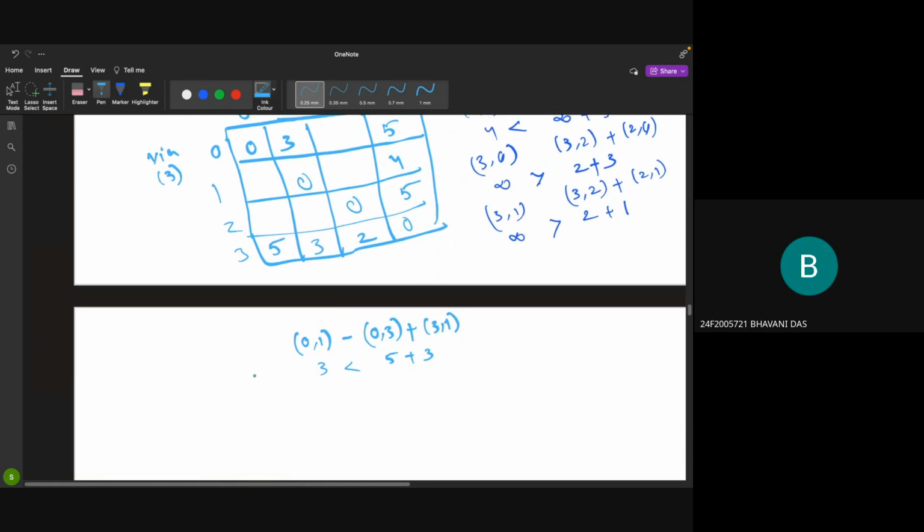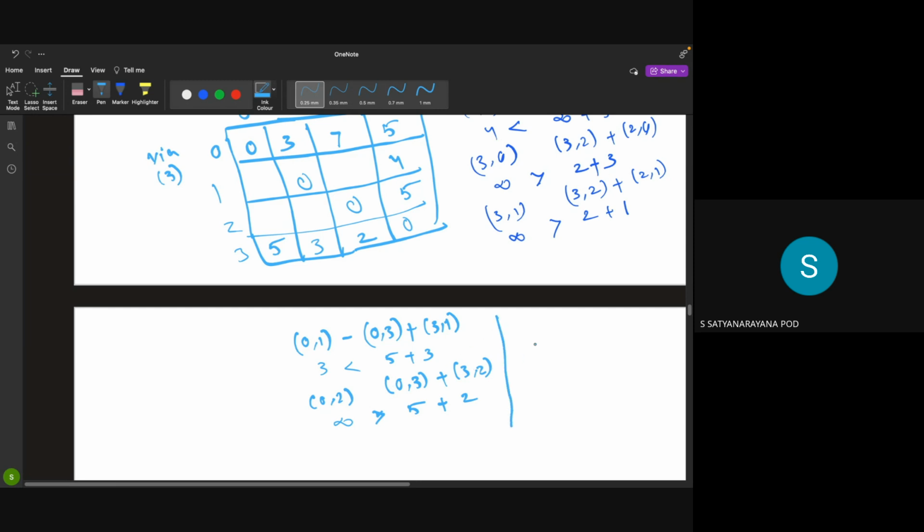So the next one is 0 to 2 we are trying. 0 to 2, it's not a direct edge. So 0 to 3 you can try plus 3 to 2 you can try. 0 to 2 is infinite, 0 to 3 is 5 and 3 to 2 is 2. So this is the better value, so we are bringing this. 7 is here.